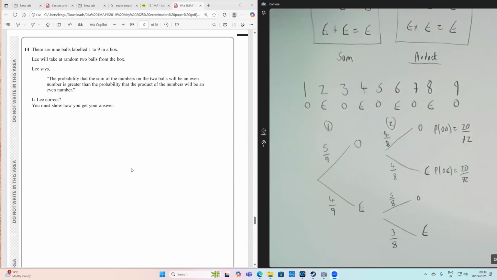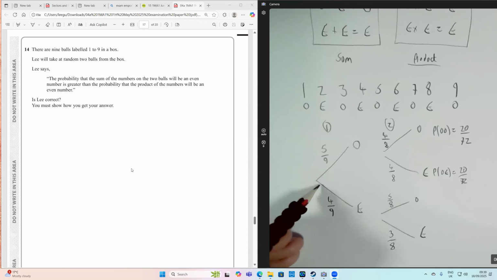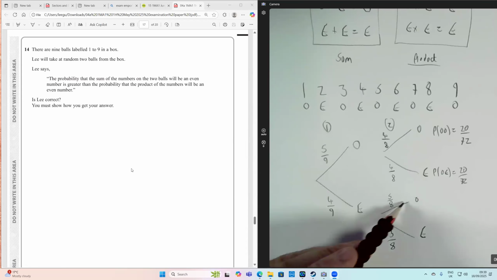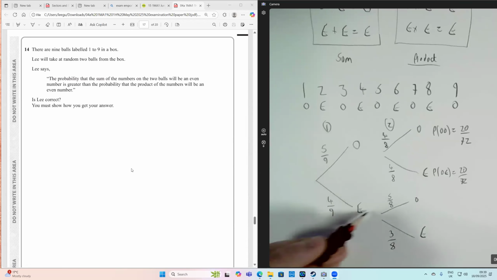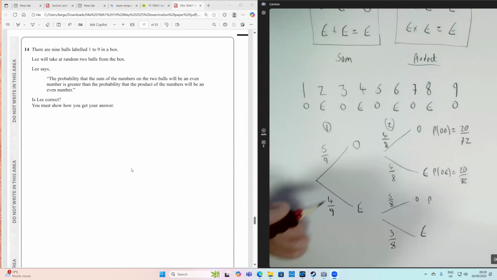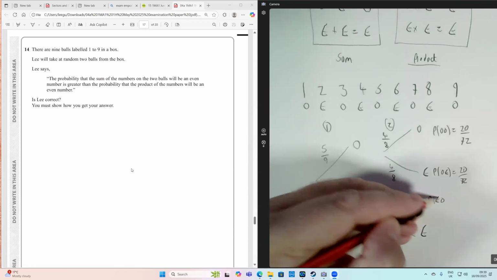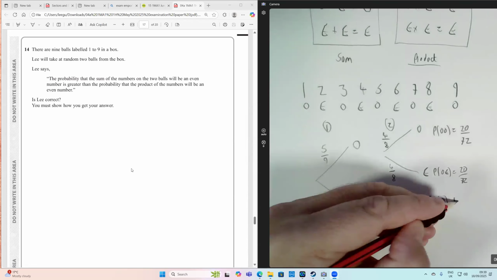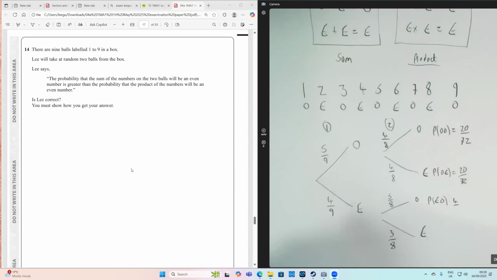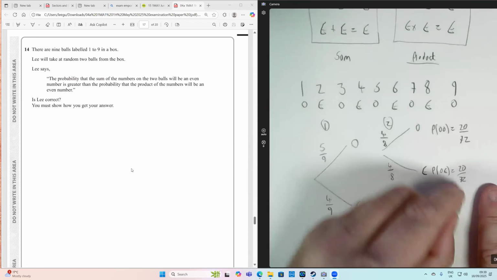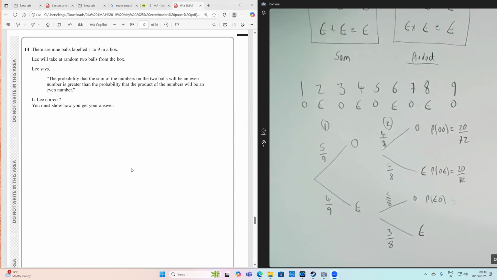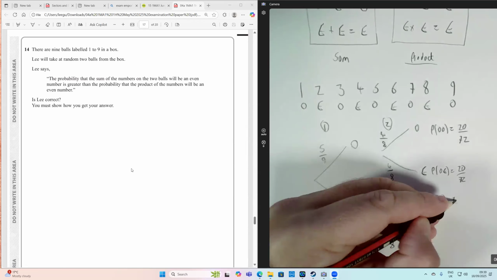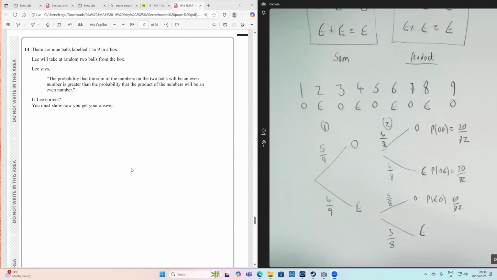So that's that one. Now let's have a look at the probability of even followed by odd. The probability of even followed by odd is going to be 4 over 9 times 5 over 8, and 4 over 9 times 5 over 8 is again going to be 20 over 72.